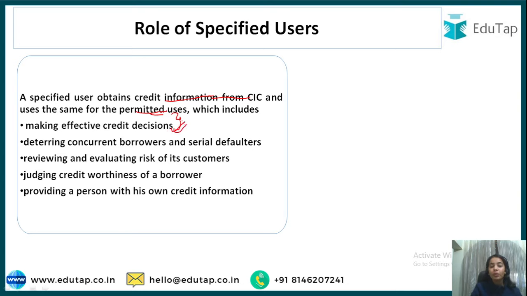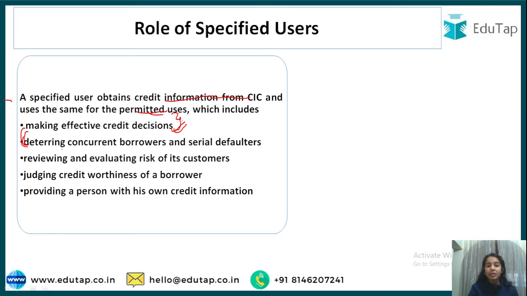The banks and the financial institutions that are giving loans can take effective credit decisions, and deter concurrent borrowers and serial defaulters. That is, stopping the serial defaulters that have already defaulted on payments to so many institutions. With so many institutions, they have already defaulted on loans. Okay, so now the other financial institutions know from the credit information companies that this person is not a very reliable person, and does not have a very good financial backing.